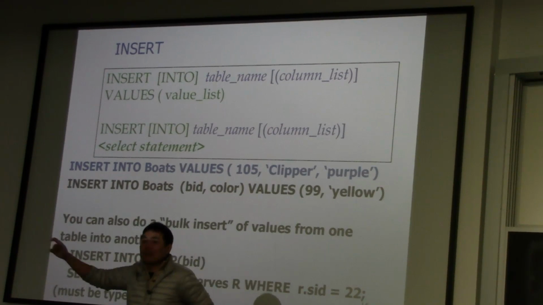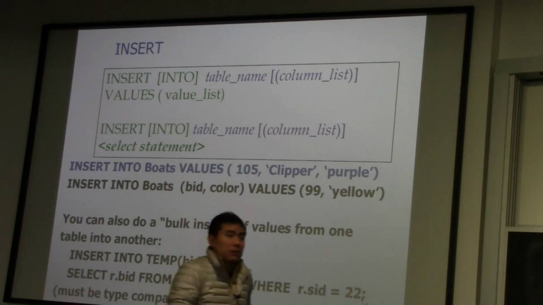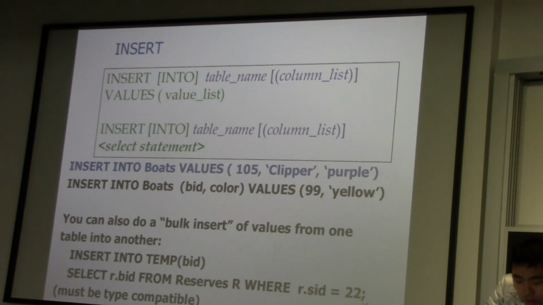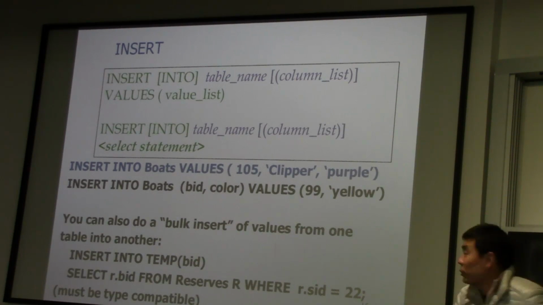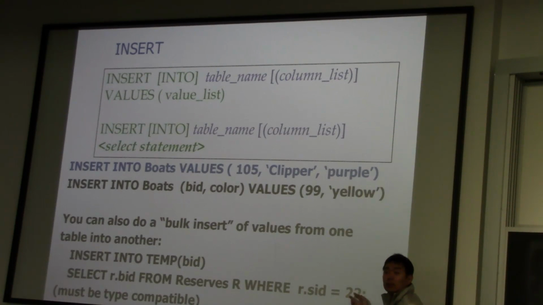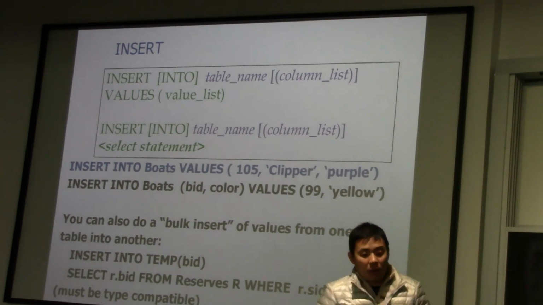meaning that instead of inserting one record at a time, you can insert multiple records in a bunch. So for example, I can insert into a temporary table which has only boat ID as its schema. And here I select all the boat IDs reserved by sailor 22. Does that make sense? So that will do a bulk insertion rather than inserting one by one.